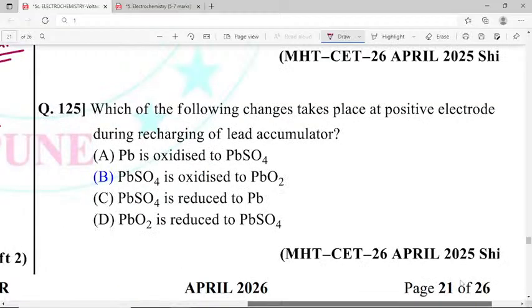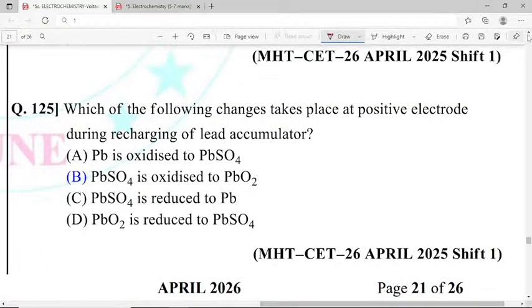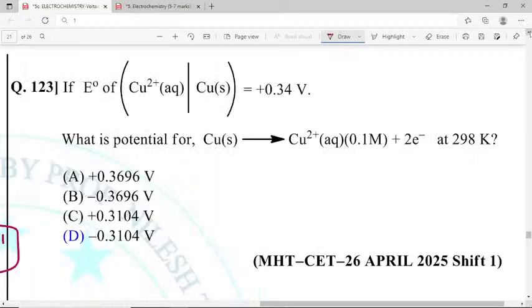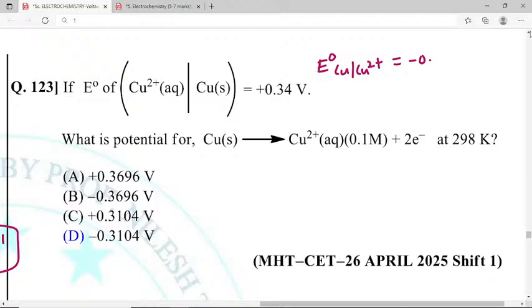Next question. If E naught copper, again the same question here. So this is the E naught copper 2 plus is equal to minus 0.34 volt.